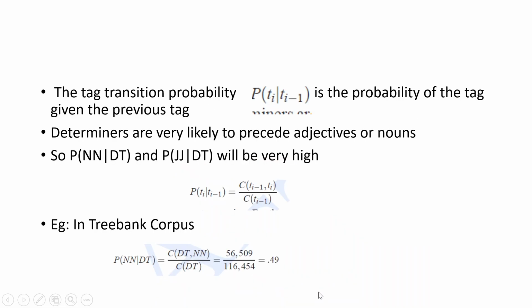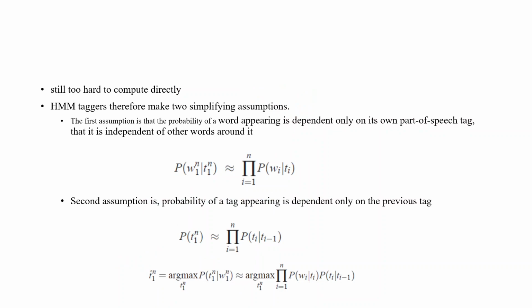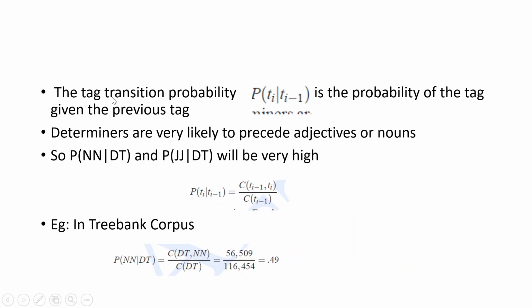So we said this equation has two parts. How can these two parts be separately calculated, and how can the calculation be done for the whole equation? Okay, so first is the tag transition probability, probability of Ti given Ti minus 1. It is the probability of the tag given the previous tag. So how do we calculate that?